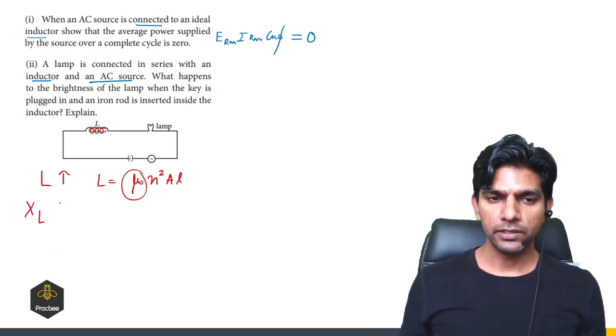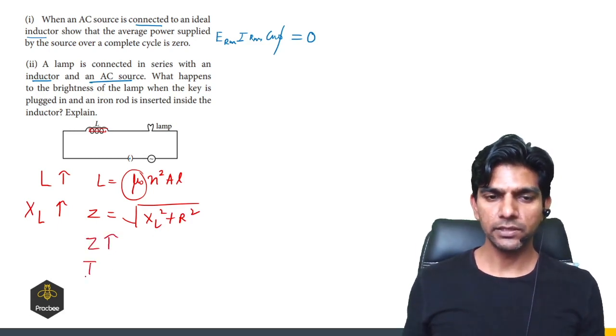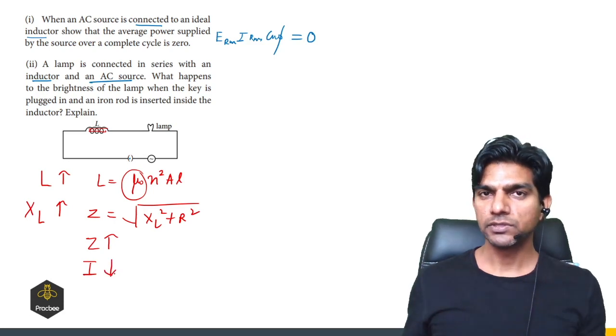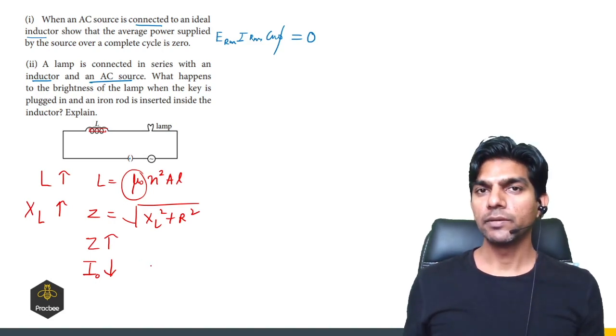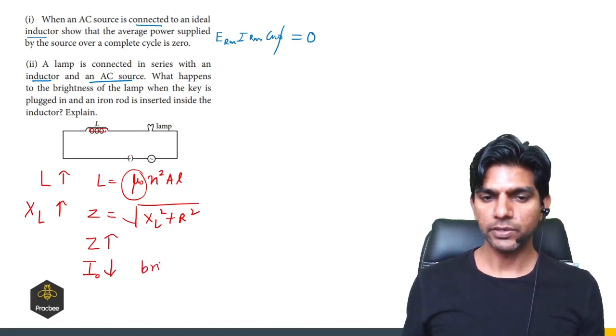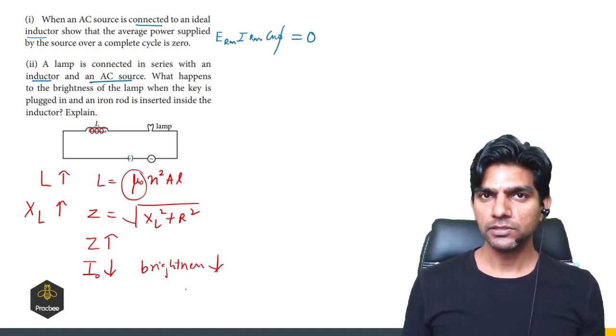So as L increases, inductive reactance will increase, and impedance is given as root of XL square plus R square. So if XL increases, impedance will also increase. As impedance increases, the current will decrease, because peak current is inversely proportional to the impedance. As peak current decreases, the brightness of the lamp will decrease. So in this case, brightness decreases. I hope it is clear.